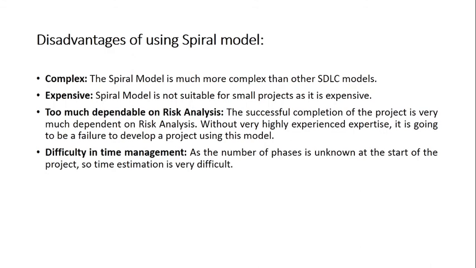One more reason, right? It is too dependent on risk analysis. Now everything depends upon the risk analysis. The successful completion of a project is very much dependent on risk analysis. Without highly experienced expertise, it is going to be a failure to develop a project using this model. So it's clear from here. Now difficulty in time management. As the number of phases is unknown at the start of the project, time estimation is very difficult. Now when you don't know how much time it is going to take, ultimately the schedule will definitely skip from your hand. So this is all about your spiral model.